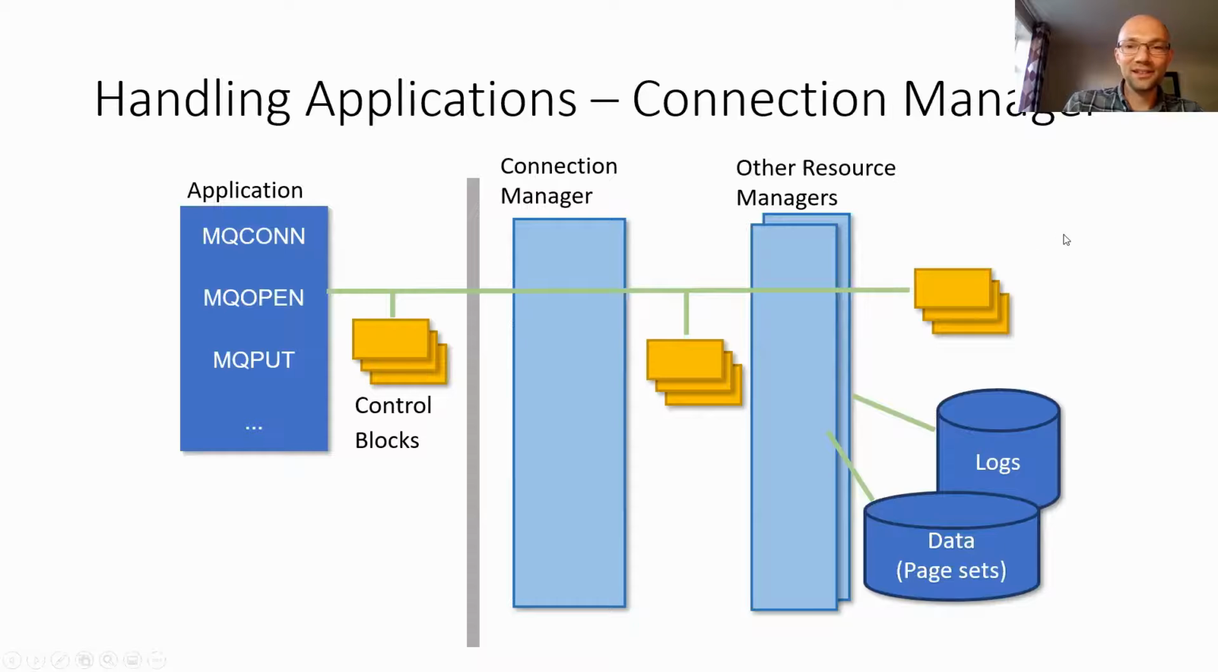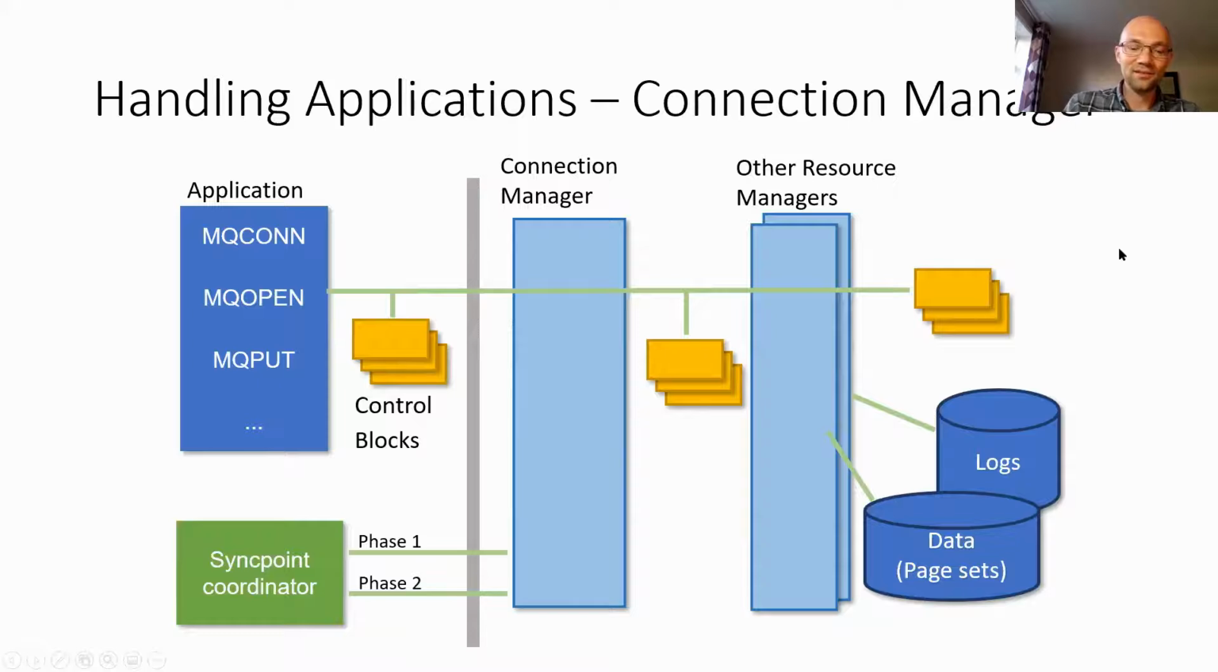So that all needs to take place and is managed by the connection manager. It's not just applications that might be connecting into the queue manager via the connection manager. You might also have an external transaction manager connecting in. If you're doing two-phase commit units of work, that's coordinated by some other sync point coordinator. So you will have that connecting in as well to the connection manager, and then committing or backing out units of work by calling the right verbs in the queue manager.